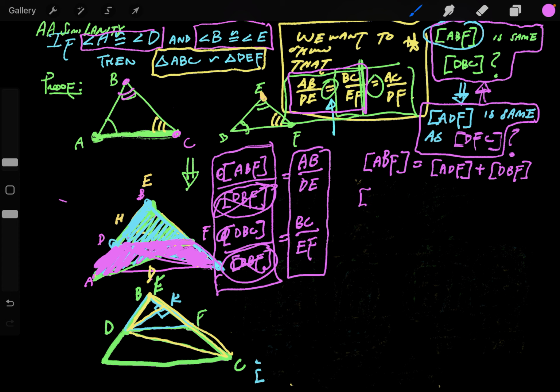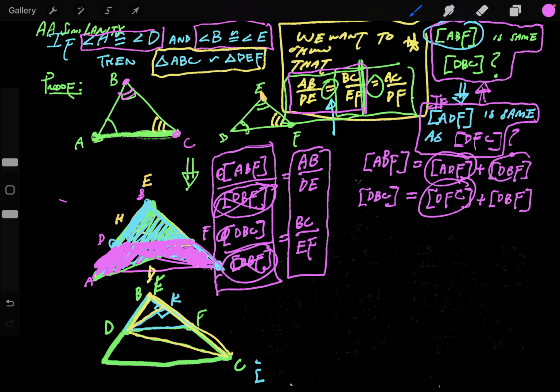And then I also have that DBC is equal to DFC plus DBF. So if, let's say, I show ADF is the same as DFC, then these two will be the same, right? Just convince yourself in the diagram that should make sense.